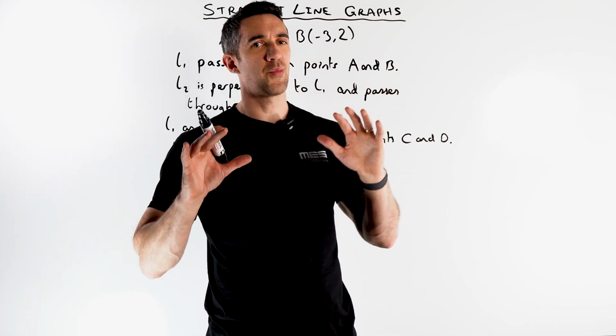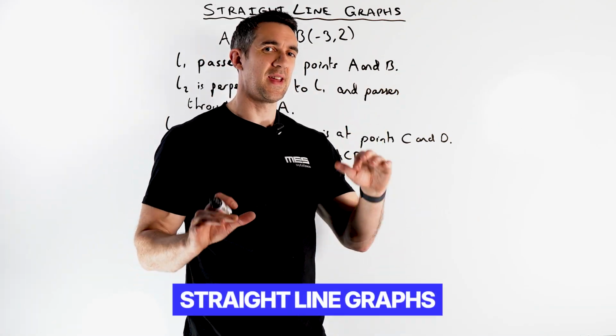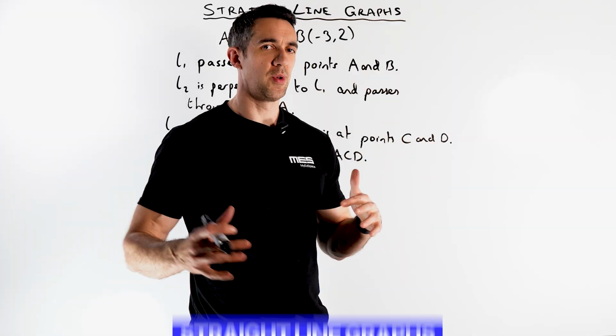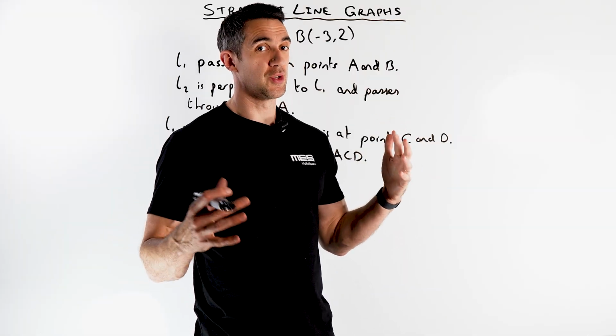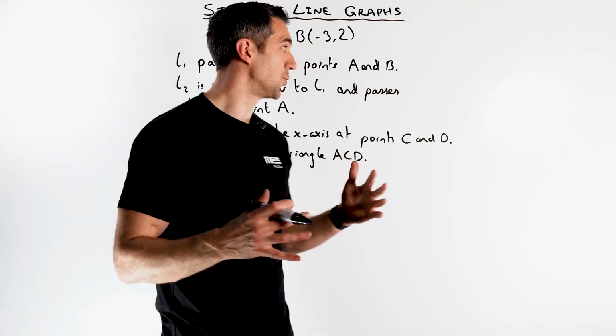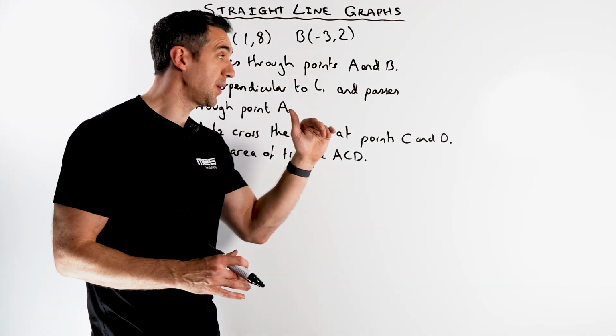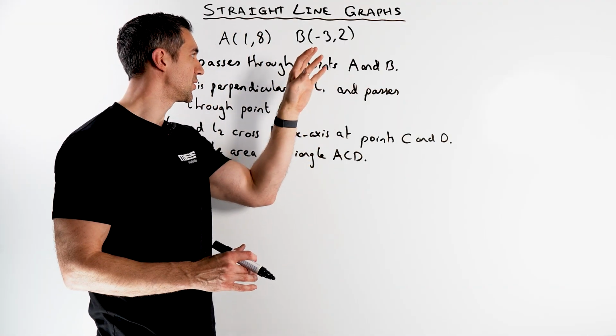Going to work through a problem involving straight line graphs today. So a kind of classic multi-step problem. We've got to work out all the things that we need to do and find out to get to an answer. So we've got 2 points, A and B. So A is (1, 8), B is (-3, 2).